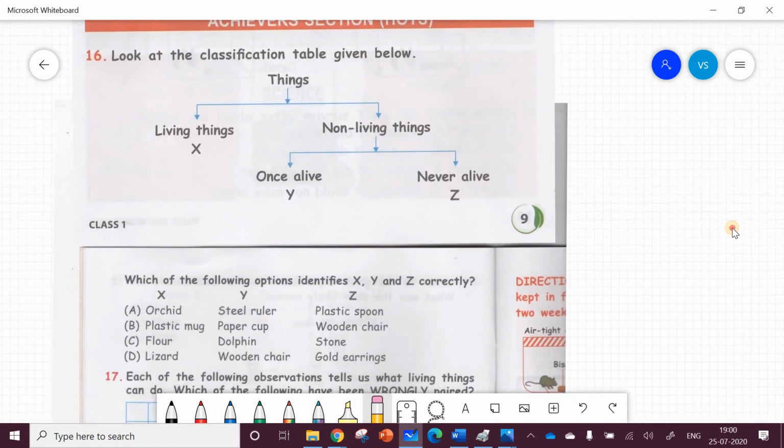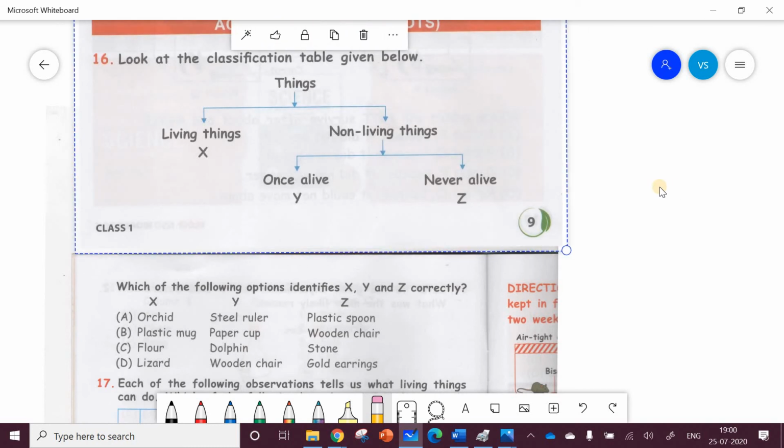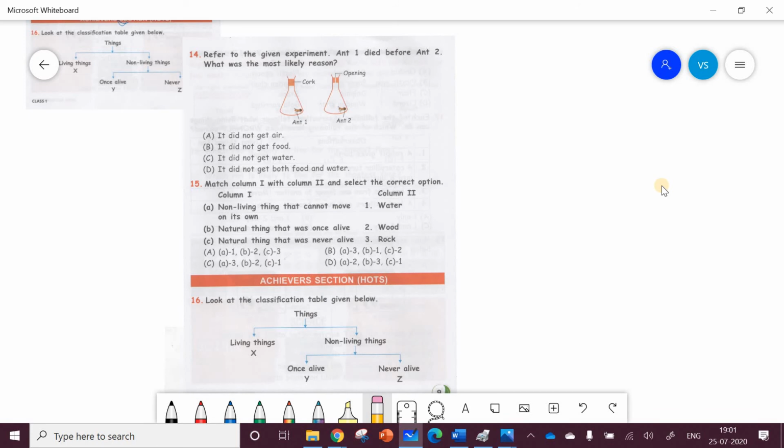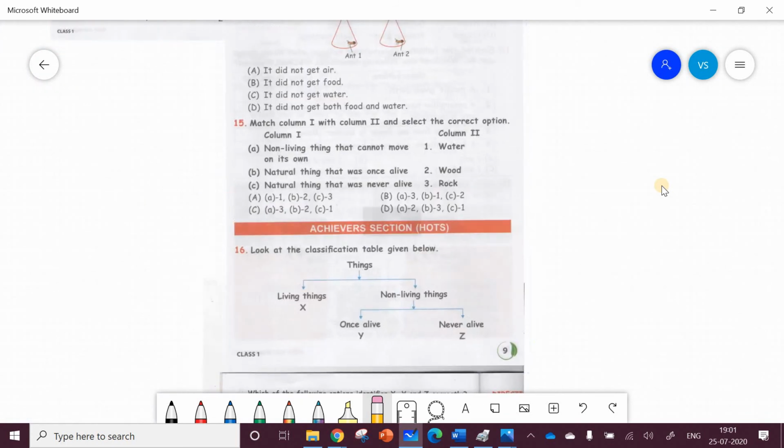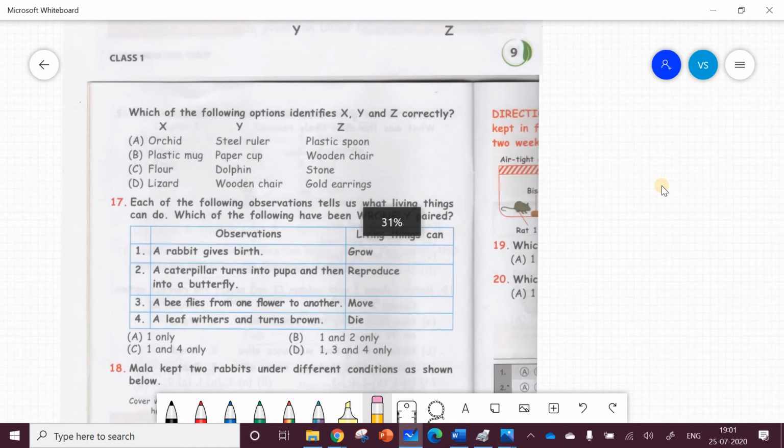So this entire thing is one question, a full question. They are now saying to look at the classification table, and they have given you a lot of things. One by one we'll look into everything. It is living things and non-living things. We check once alive. Here, this category is non-living things, once alive. Let me rearrange it for you. I have reduced it in size.